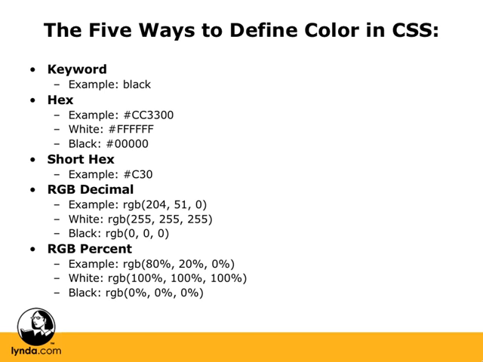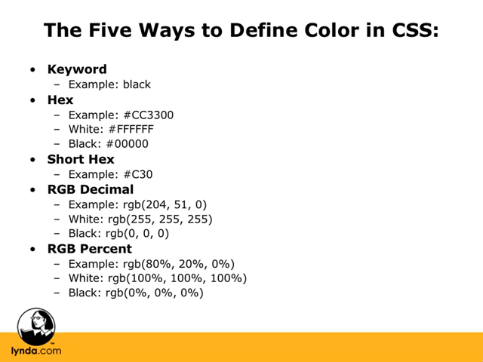C30 will give you exactly the same color that CC3300 does. So it really comes down to which one you prefer. If you would rather have colors written out even when they're repeating pairs, if you want them in the 6-digit notation, then that's fine. Do that. If you like to compress them down to the short hex, then go for it.